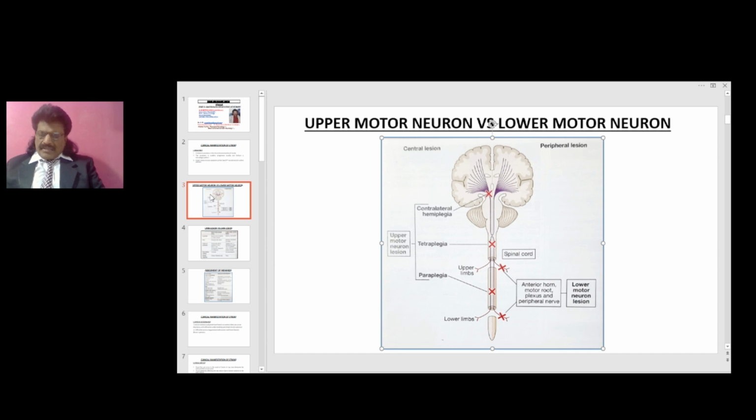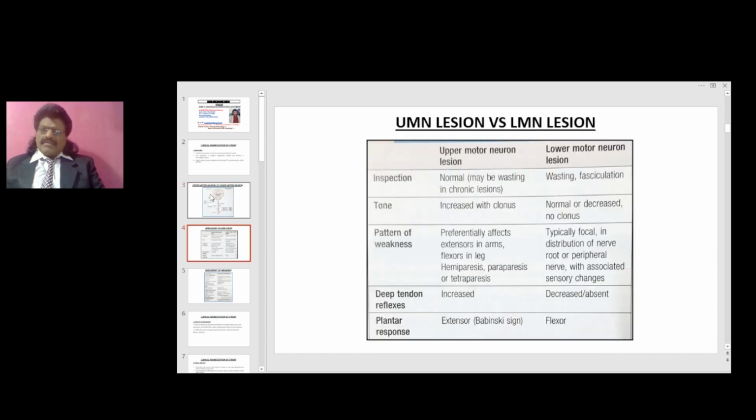Now we'll go to the next slide. So what are all the differences between upper motor neuron lesion and the lower motor neuron lesion? Very important concept. In upper motor neuron lesion, when we inspect, there is no wasting. It is normal. Wasting may be there in some chronic conditions, but generally in upper motor neuron lesion, the muscle mass is normal and there is no wasting. Whereas in lower motor neuron lesion, like anterior horn cell disease, like poliomyelitis or motor neuron disease, there is severe wasting. The muscle mass is completely wasted and there may be fasciculations.